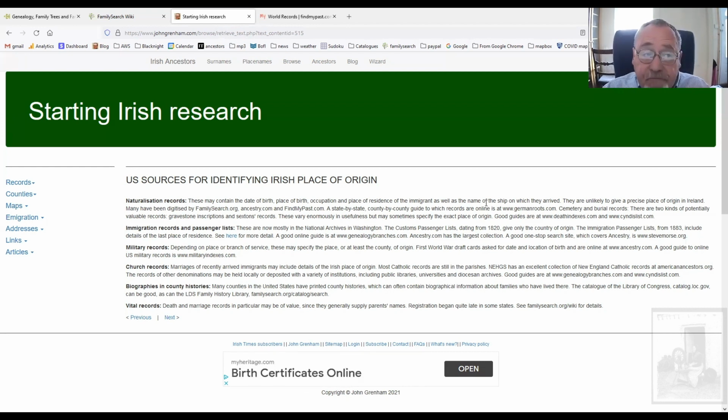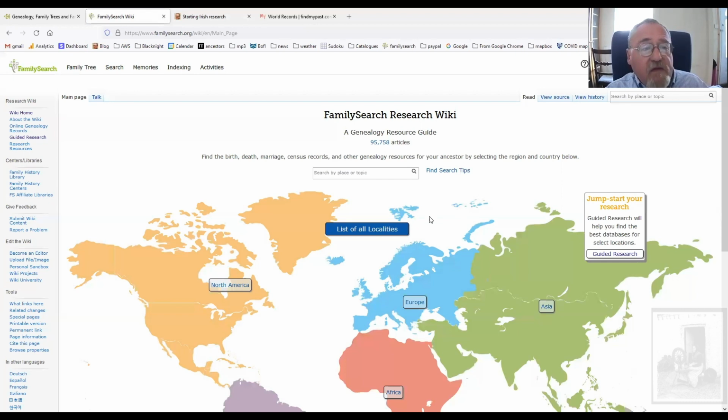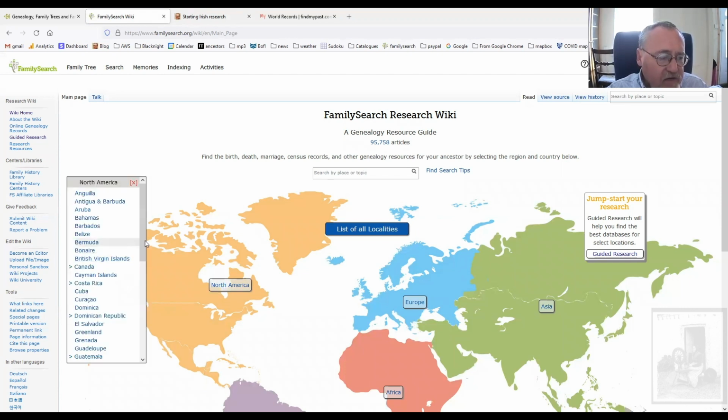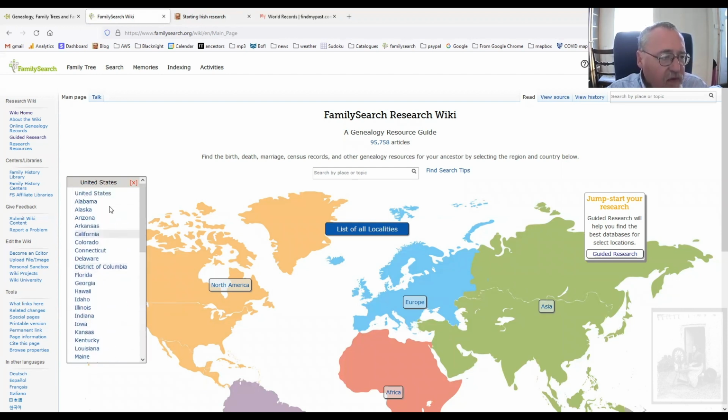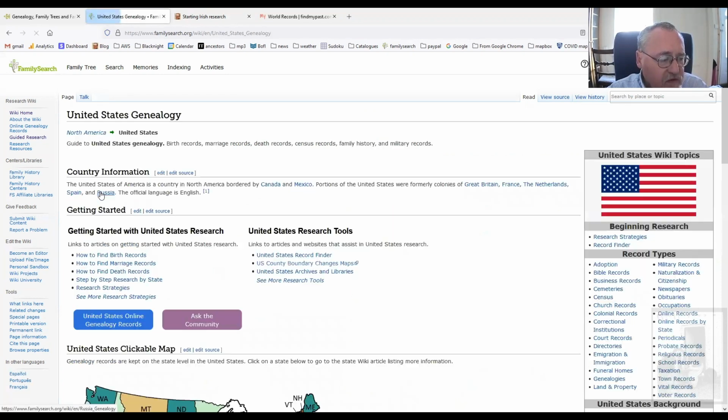Where to find them? Well, first of all, I'm going to show you the starting point that I would use. This is the Mormon website Family Search. This is their research wiki. As you can see, there are 95,758 articles and rising. So if we look at North America, and they're very punctilious about making sure the United States is only one part of it, we pick the United States.